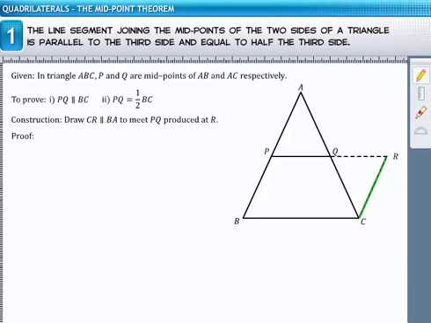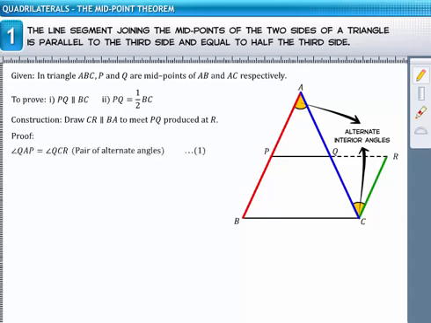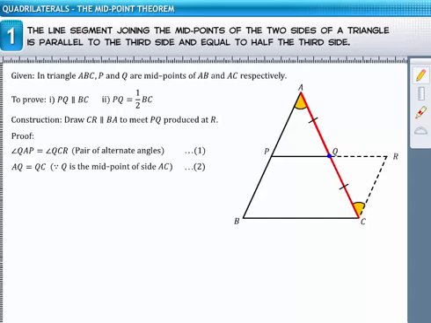By construction, we have drawn CR parallel to BA, and from the figure, AC acts as a transversal for them. This implies angle QAP is equal to angle QCR, as they form a pair of alternate interior angles. Denote this as equation 1. Also, AQ is equal to QC, since Q is the midpoint of side AC. Also, angle AQP is equal to angle CQR, since they form a pair of vertically opposite angles.